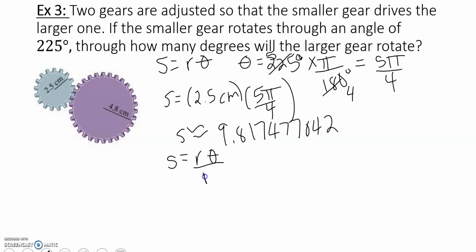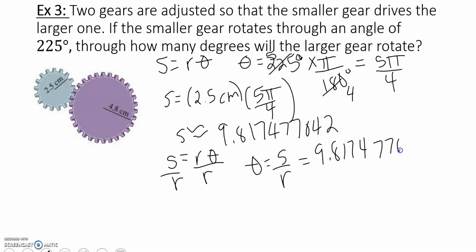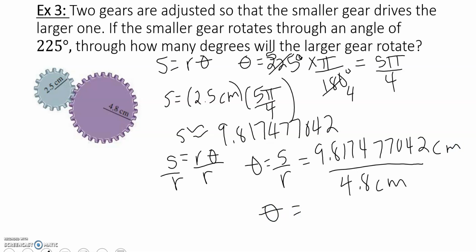So if we want to solve for theta, we would divide both sides by r. So our theta is equal to S over r. Our S is 9.817477042. And then our r is the radius of that larger gear, which is 4.8. And they're both centimeters. So theta is equal, if you divide that out, to approximately 2.04537717. And that's radians.